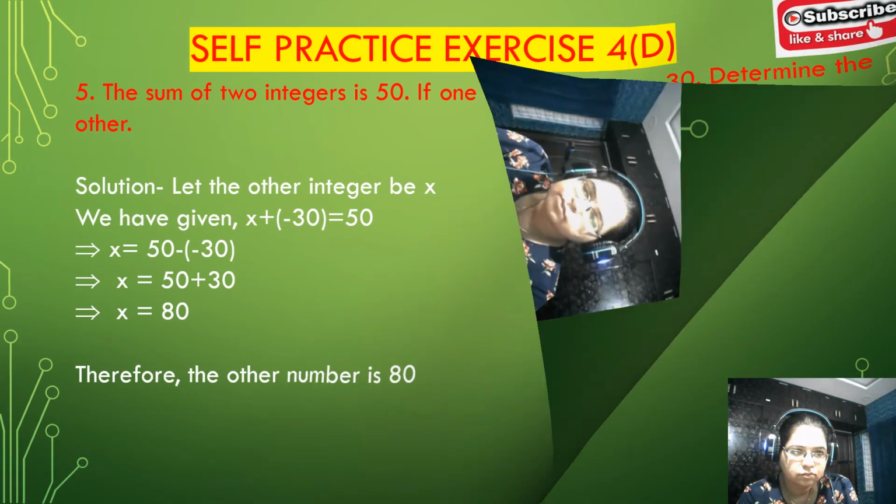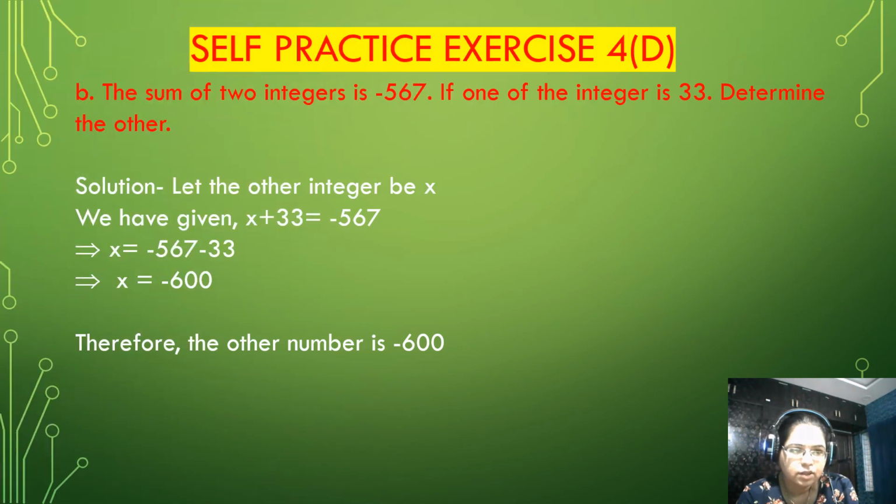Second bit B. The sum of two integers is minus 567. If one of the integers is 33, determine the other integer. Let the other integer be x, and we have given the sum of two integers is minus 567 and one of the integers is 33. So x plus 33 equal to the sum of the two integers, minus 567. So x plus 33 equal to minus 567.